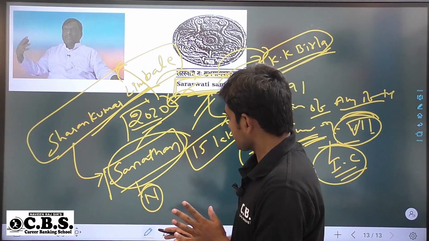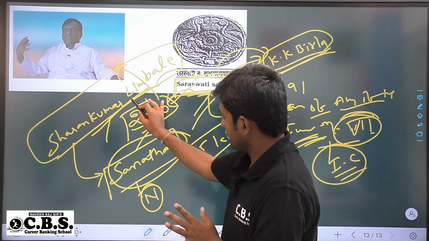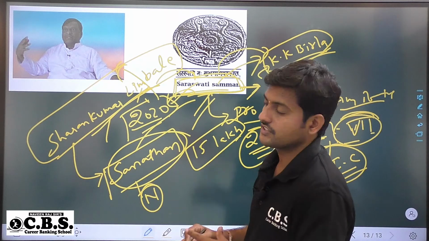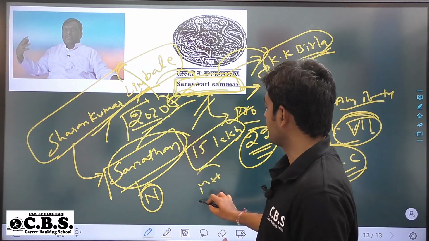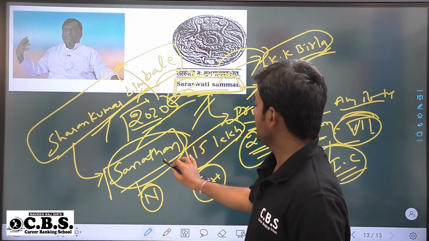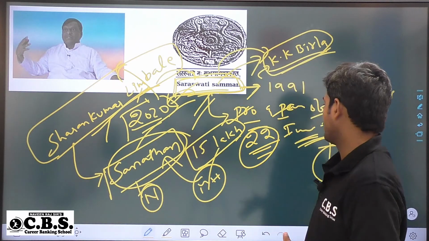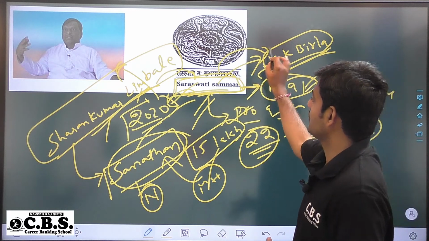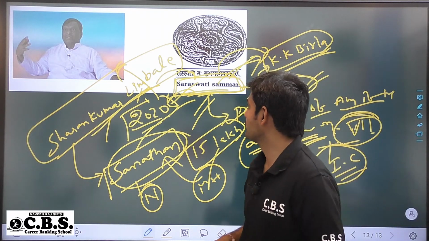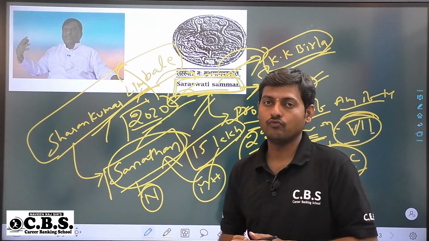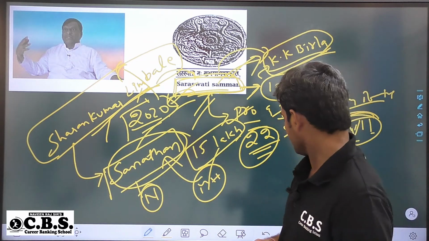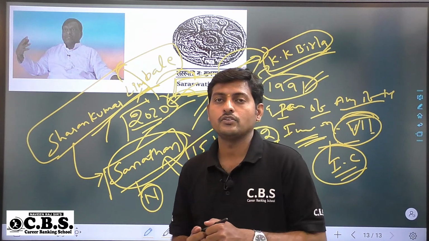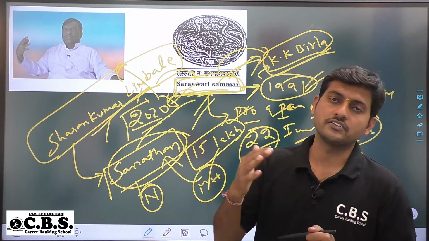Recently Sharan Kumar Limbale has been honored with this award. He is from which state? He is from Maharashtra. Marathi writer. The award is 15 lakh rupees. 1991 is the year in which this award was instituted by the KK Birla Foundation. These are very important points from the point of view of upcoming exams.